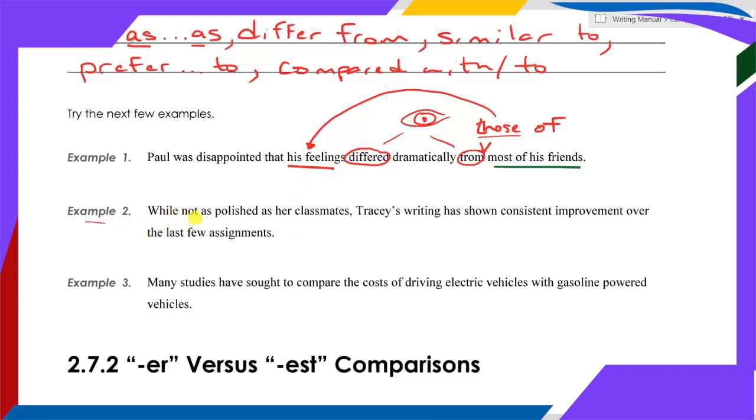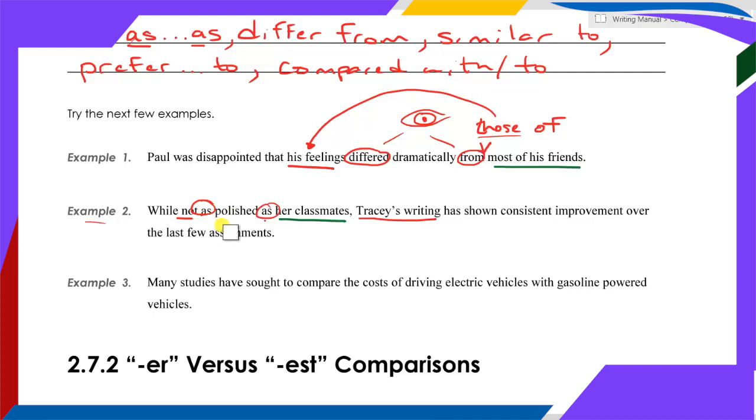Example 2, while not as polished as her classmates, Tracy's writing has shown consistent improvement over the last 3 assignments. So here's our comparison tip-off clue. We have as. So we need to ask ourselves what in this sentence is not as polished as what. And this one's moved around a little bit, but we see Tracy's writing not as polished as her classmates. So what we are doing here is comparing the polishedness of Tracy's writing to the polishedness of her classmates. I know polishedness is not a word. Just bear with me here. You get the point that I'm trying to make, I think, hopefully.